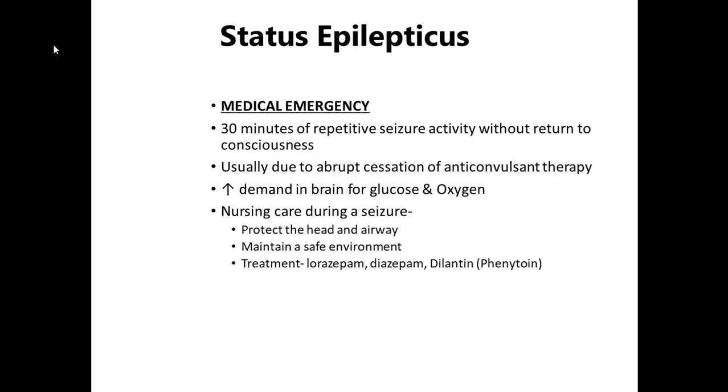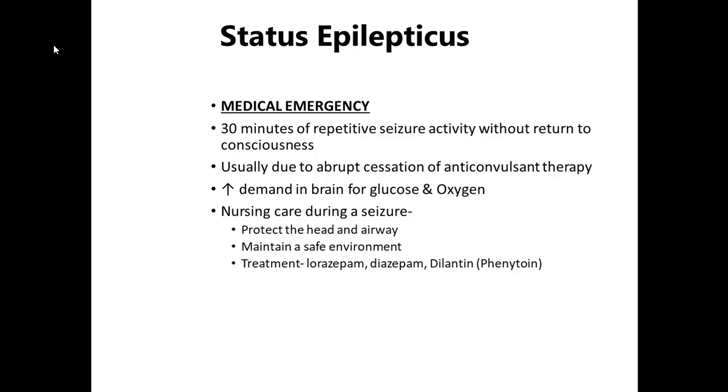Like I said, it's because people stop their drugs, and when they go into status epilepticus, it actually increases the oxygen needs by more than 60% and the glucose by 250%. Remember I said the brain cannot store glucose and oxygen? This is no exception, and it needs so much of that to function properly.